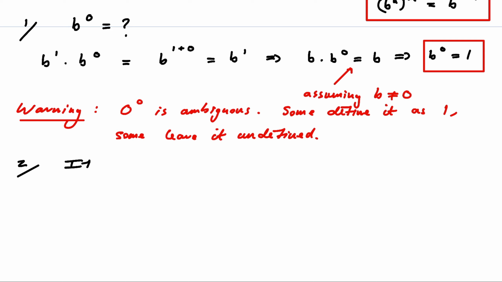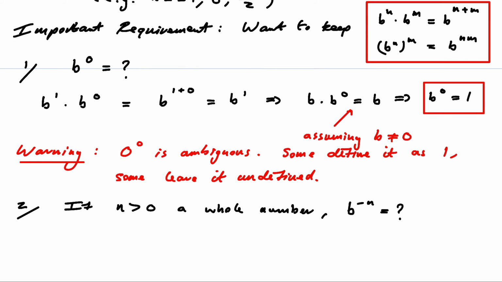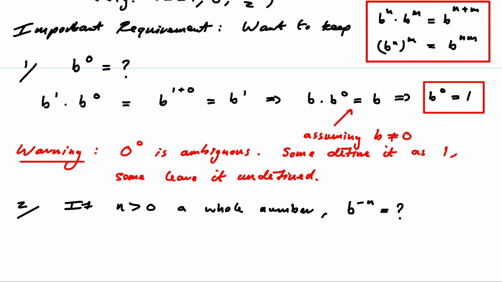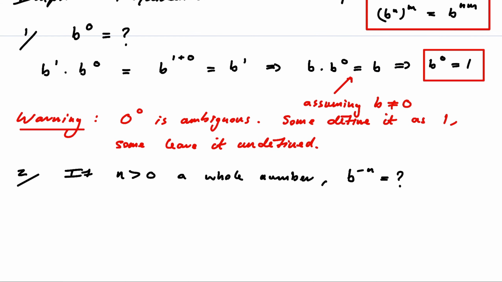So if now, let's say, n is a positive whole number, what would the meaning of b to the minus n be equal to? What would that mean? So again, we want my properties to hold, and what do I know about minus n? Well, minus n plus n is equal to 0, and I know what 0 is now. So let's try and exploit that.